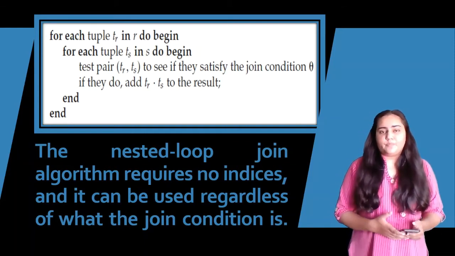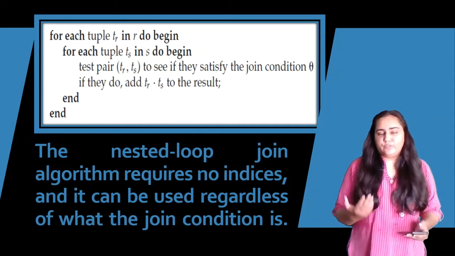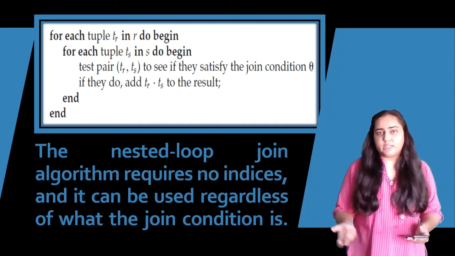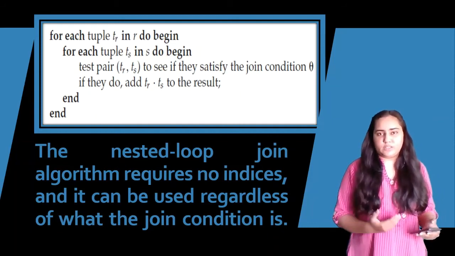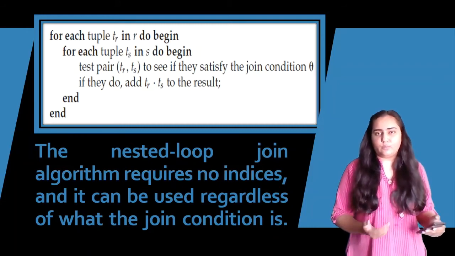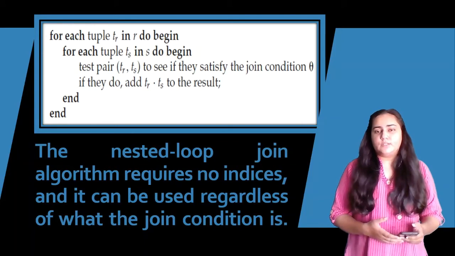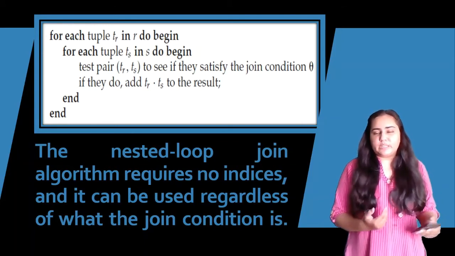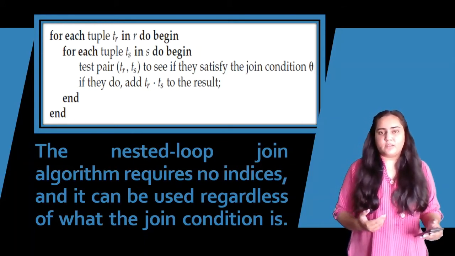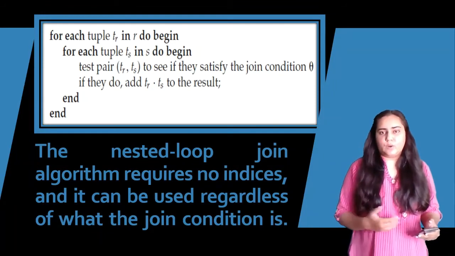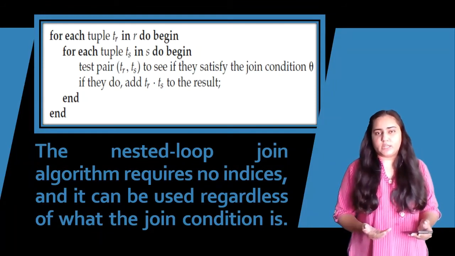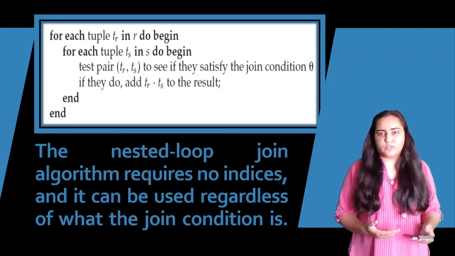And also, it does not require that any of your columns have any indices. Like we studied indices earlier in the videos that I did about storage strategies. In those, we studied that there are B trees and B plus trees, and there are hashed indices. So all these indices are available, but even if you don't have these indices, you can still perform a nested loop join.